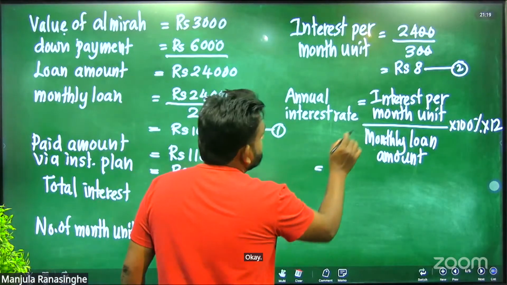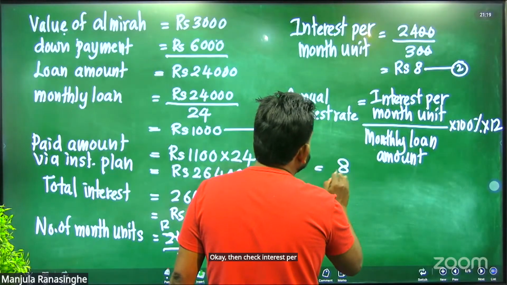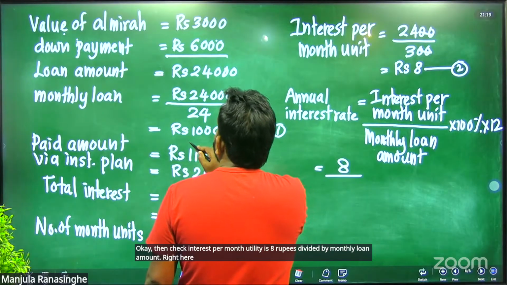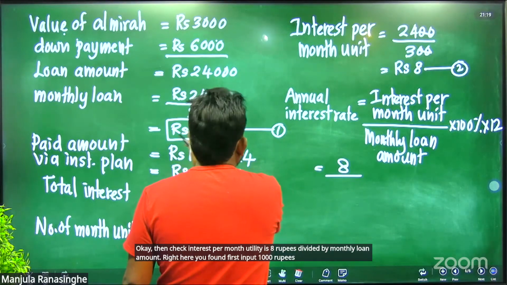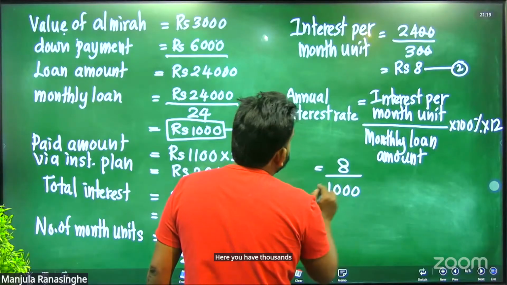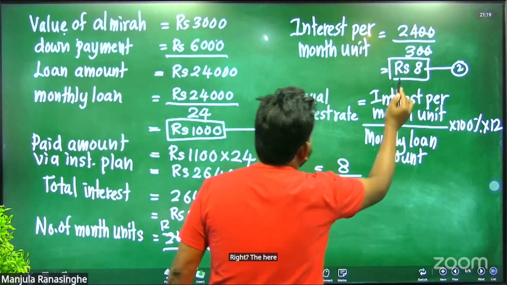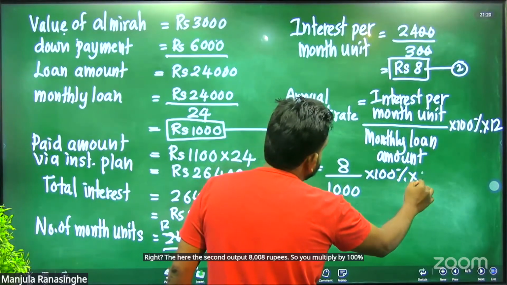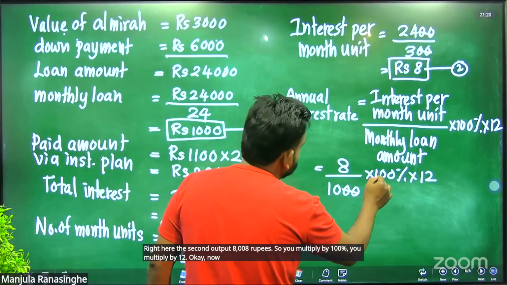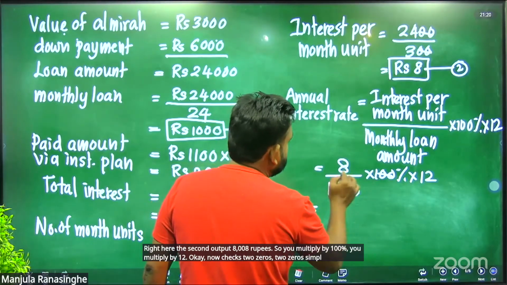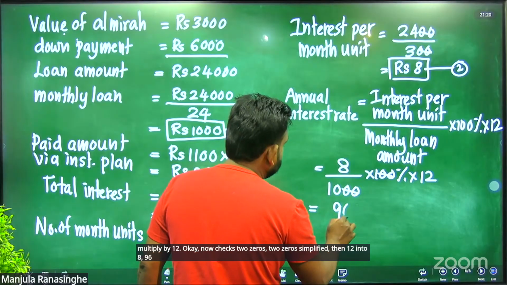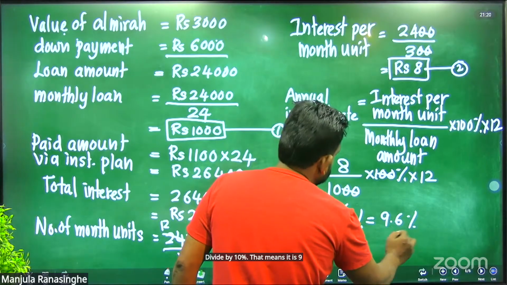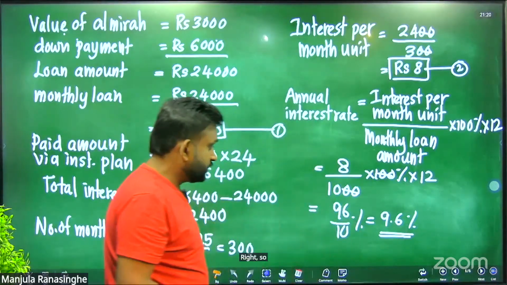Okay, then check. Interest per month unit is 8 rupees divided by the monthly loan amount. Right here you found the first input, 1000 rupees. Here you have 1000. Right, here the second output, 8 for 1008 rupees. So you multiply by 100%, you multiply by 12. Okay, now check, 2 zeros simplified. Then 12 into 8, 96. Divide by 10. That means it is 9.6%. Right, so that is the interest rate.